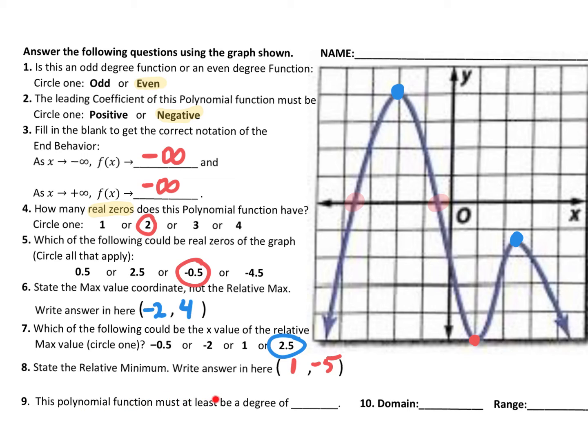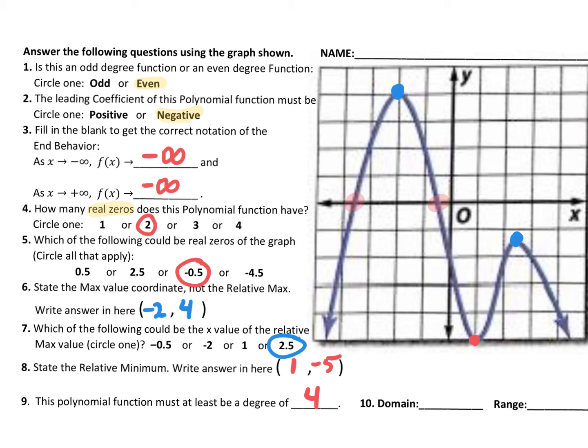This polynomial function must have the degree at least of what? 4. And how do we know that? It changes directions. So it's going up, that's 1. It's going down, that's 2. It's going up, that's 3. It's going down, that's 4. So the number of directions that the graph actually travels, that'll be the least degree possible. So this polynomial function must at least be the degree of 4, okay?